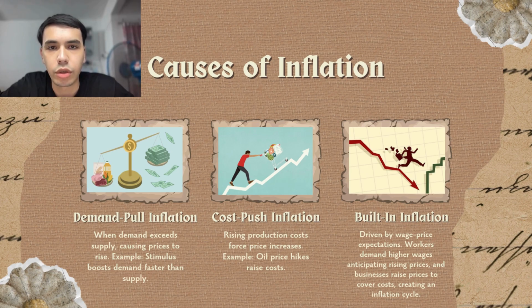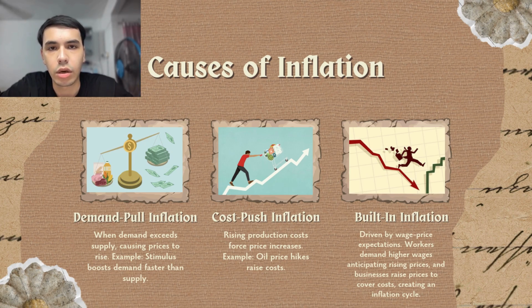One of the primary causes of inflation is demand-pull inflation. This happens when the demand for goods and services exceeds the economy's ability to supply them. Several factors can cause this type of inflation, such as increased consumer spending, expansionary fiscal or monetary policies, and economic growth. For instance, during a post-recession recovery, government stimulus and consumer spending can boost demand, but if supply doesn't catch up, prices will rise.